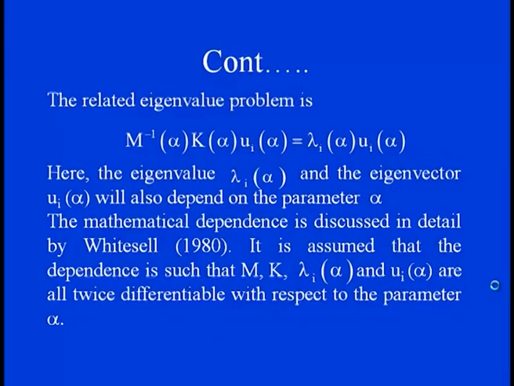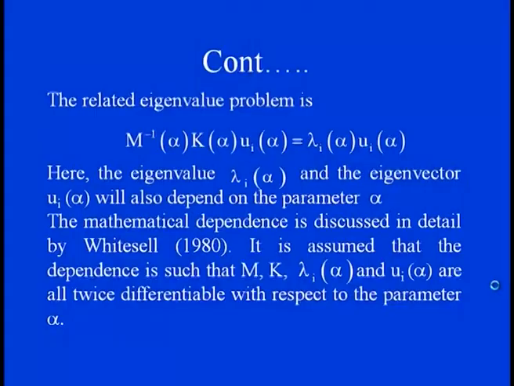So M inverse alpha into K alpha u alpha is nothing but equals to my eigenvalue lambda i alpha into ui, that is my eigenvector. So when we are trying to relate these things, we can easily find out the eigenvalue and eigenvector, that is lambda i and ui, based on the variation of the alpha in relation to the mass and the stiffness matrix.